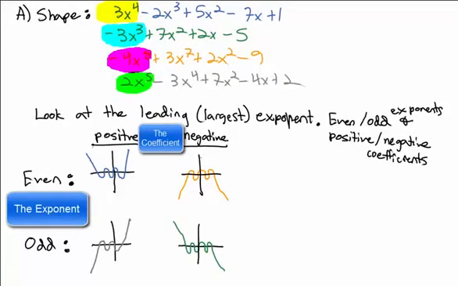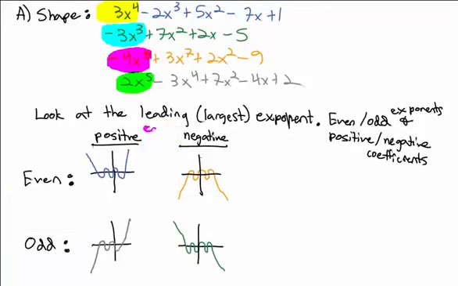You should know these four shapes, basically where it comes in and where it goes out based on if it's positive or negative coefficients, and if the exponent is even or odd. I might even label this. Positive and negative is talking about the coefficient, the number in front. Even or odd, that's talking about the exponent. So that's how we determine the shape of the polynomial graph.